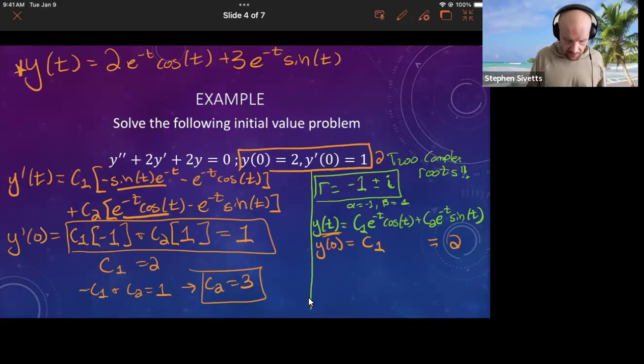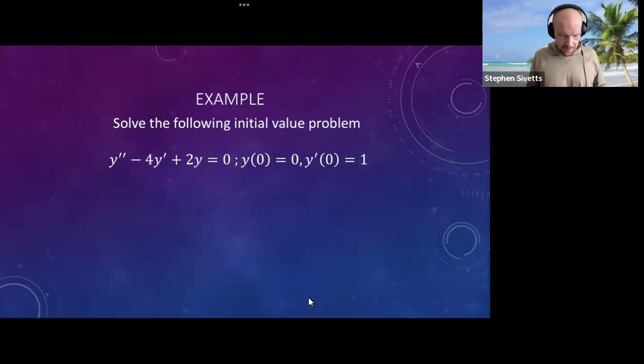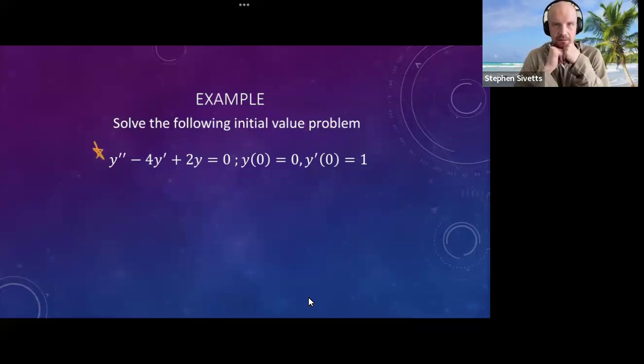Let's go on to another example. Here's another one. I want you to try to work on this on your own. I want you to solve this initial value problem here. And if you solved it, great, because I'm going to go over it right now.